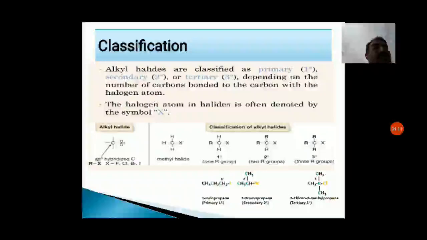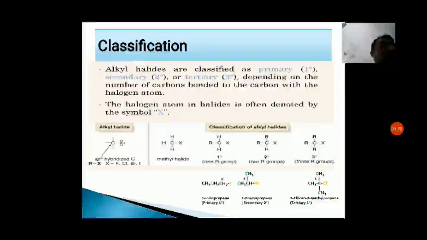For example, 1-iodopropane. This is a primary alkyl halide because iodine is attached to a primary carbon atom. Why is it a primary carbon atom? Because it is attached to 2 hydrogen atoms and 1 alkyl group. The alkyl group is an ethyl group here. So this is 1-iodopropane, a primary alkyl halide. In the second example, this Br is attached to a secondary carbon atom. Why is it a secondary carbon atom? Because this carbon atom is attached to only 1 hydrogen atom, and all the other valencies of that carbon are satisfied by 2 alkyl groups. Therefore it is called a secondary carbon atom.